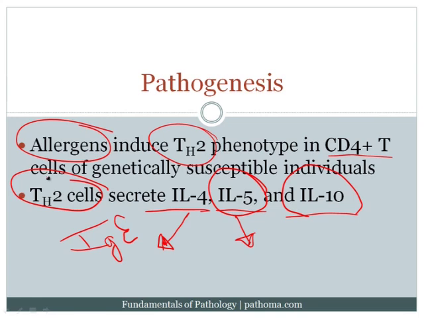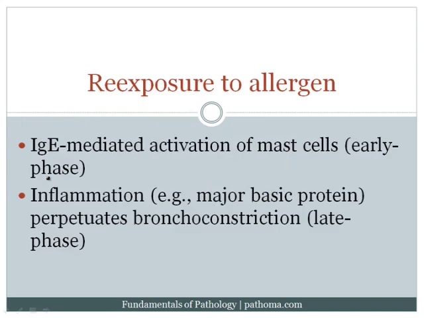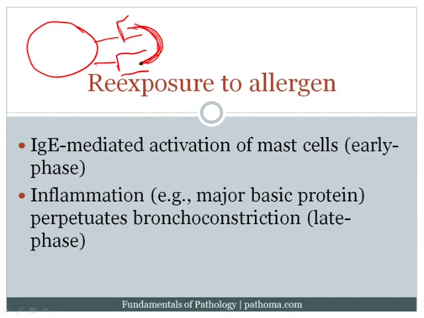Now, these patients, what will happen eventually is that they will get re-exposed to the allergen. And when they get re-exposed to the allergen, remember that these are the patient's mast cells, and the mast cells are going to have surface IgE, and the allergen is going to cross-link that surface IgE so that when surface IgE molecules get cross-linked, that's going to activate the mast cell.